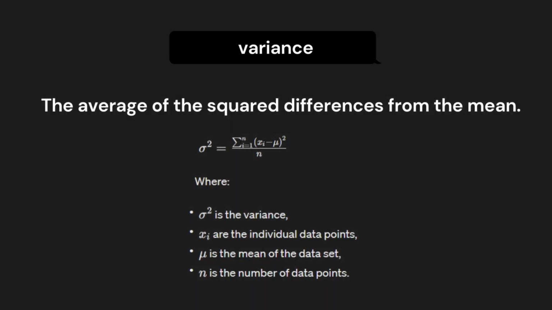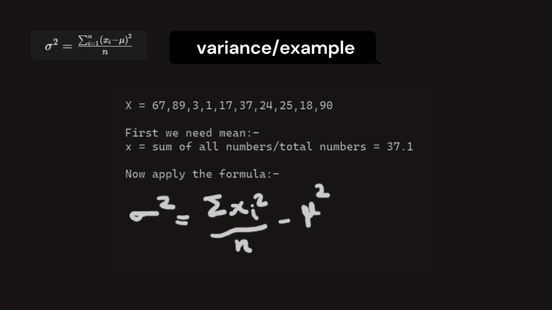Now moving on to variance. Variance is the average of the squared differences from the mean, and the formula is sigma (xi minus mu) squared upon n, where sigma squared denotes the variance, xi is the individual data points, as you already know, and mu is the mean of the data set, denoted by the reverse u, and n is the number of data points, obviously. Now let's move to the example for the variance, using the same data.